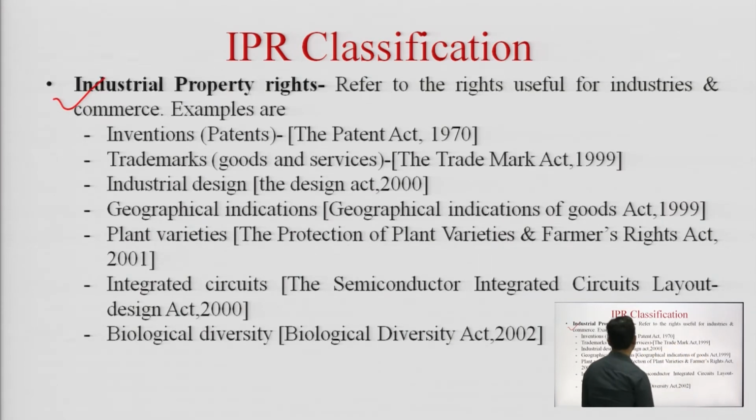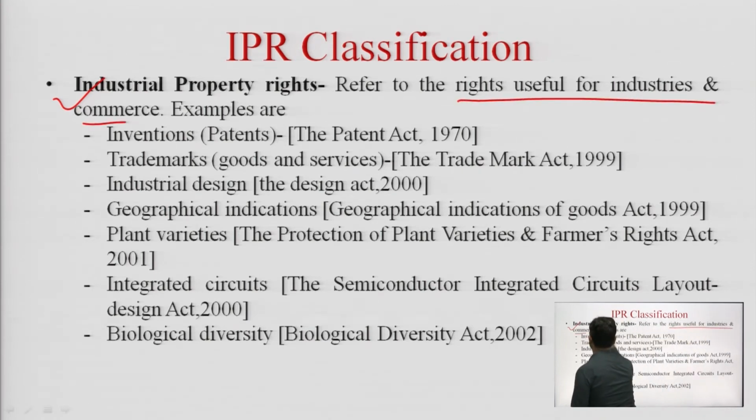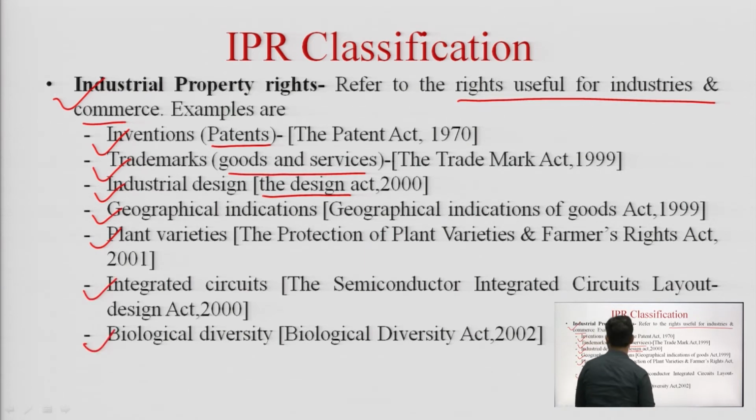What do you mean by industrial property right? This refers to the rights useful for industries and commerce. Examples: inventions, patents, trademarks, goods and services, industrial design, geographical indication, plant varieties, integrated circuits, biological diversities. So, these all are industrial property rights, okay.